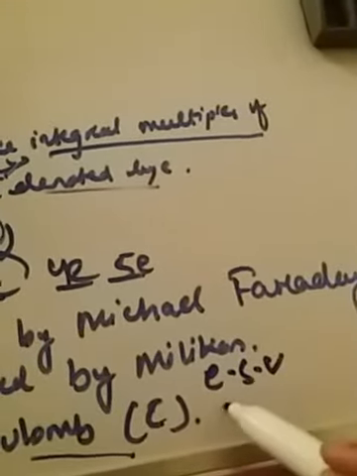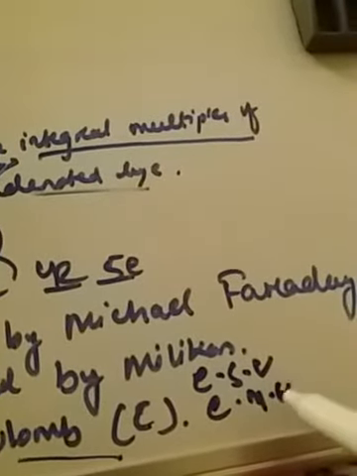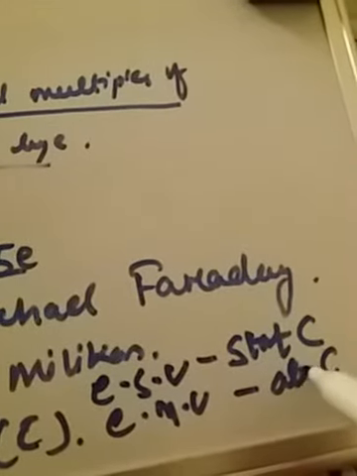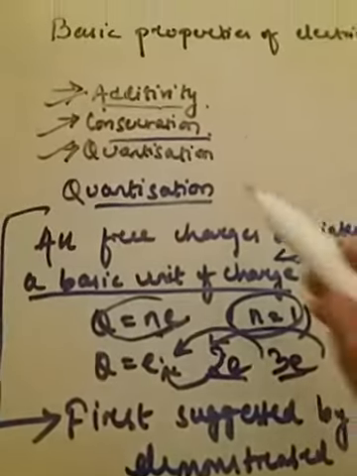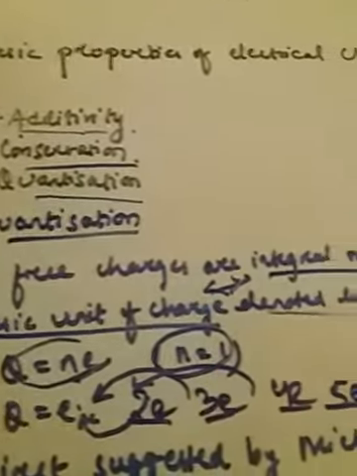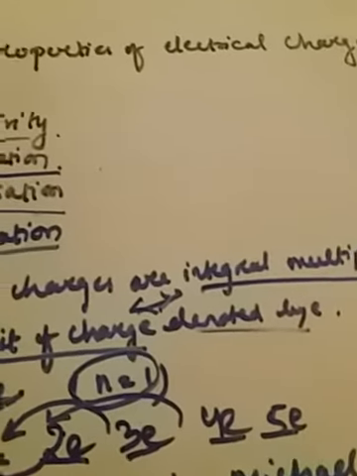There are also two other units, ESU and EMU. The ESU unit is the statcoulomb and the EMU unit is the abcoulomb. So this was all about additivity, conservation and quantization, the basic properties of electrical charge. The content of this chapter is over.